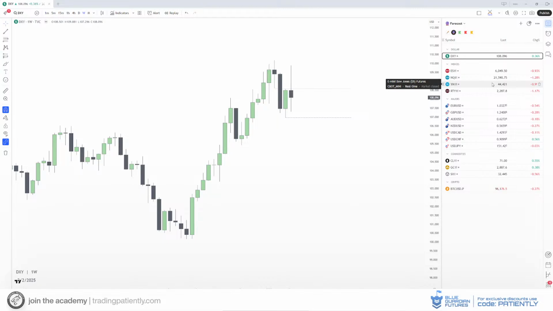This next week will be interesting. We got a nice amount of volatility on the economic calendar, so excited.